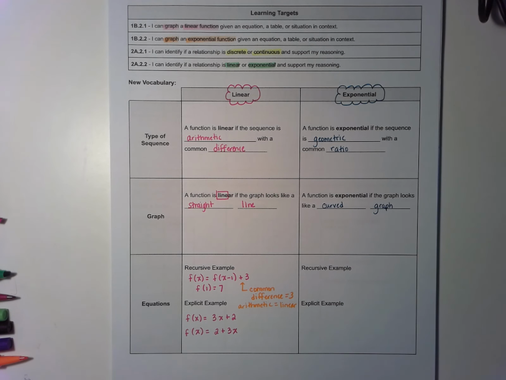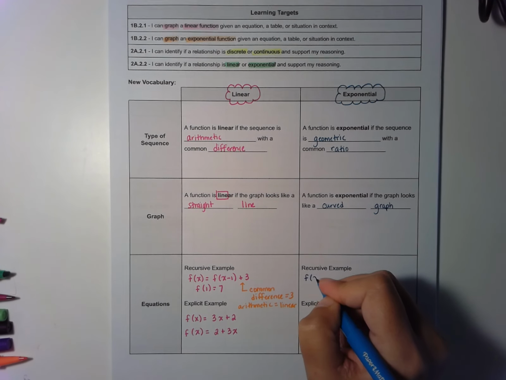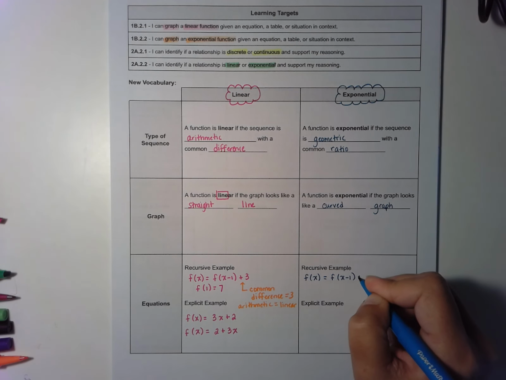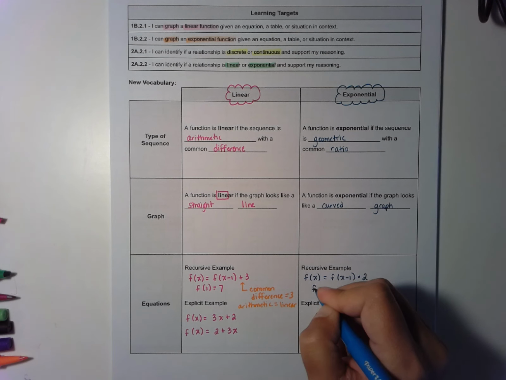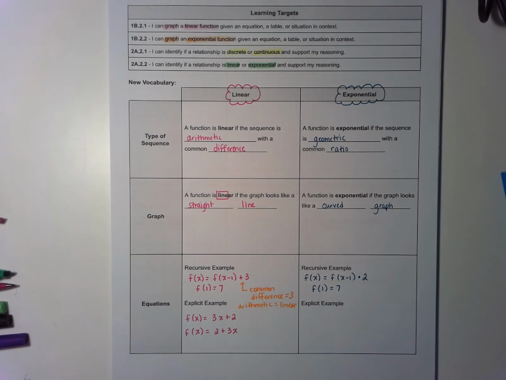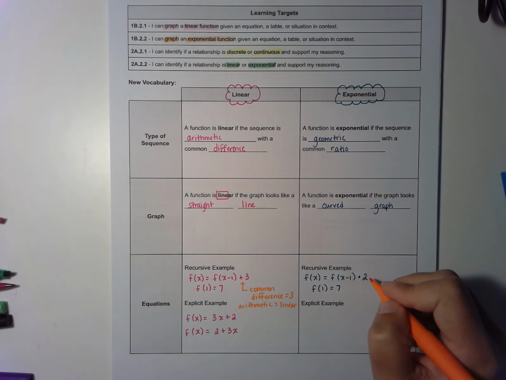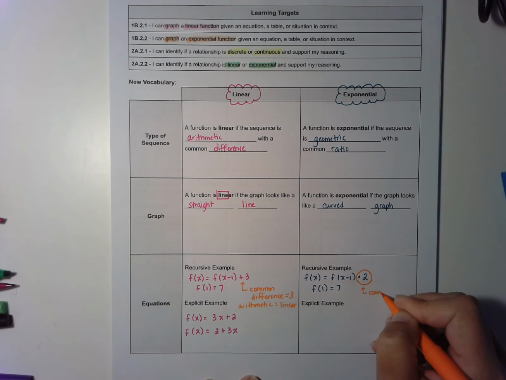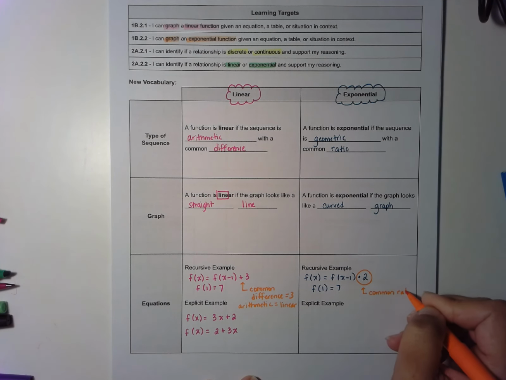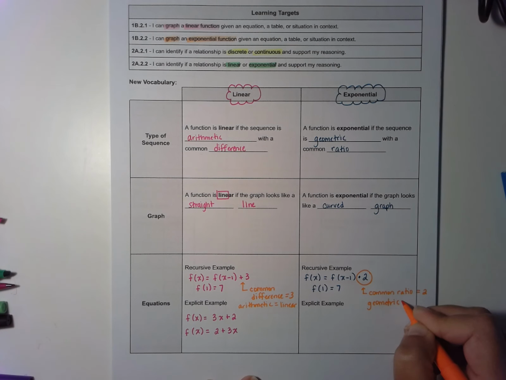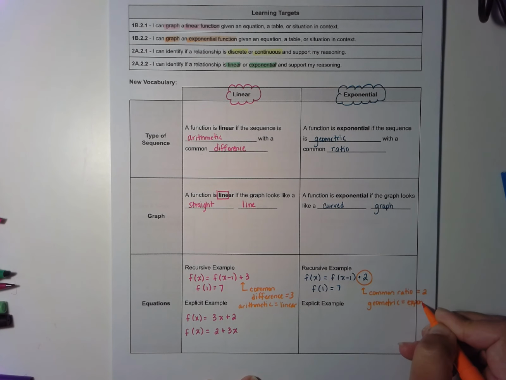A recursive example would be f(x) = f(x-1) times 2, where the starting term might be 7. And the reason that we would know that this is an exponential function is because this times 2 means that the common ratio is equal to 2, and it also tells me that this is a geometric sequence, which means we would call it exponential.